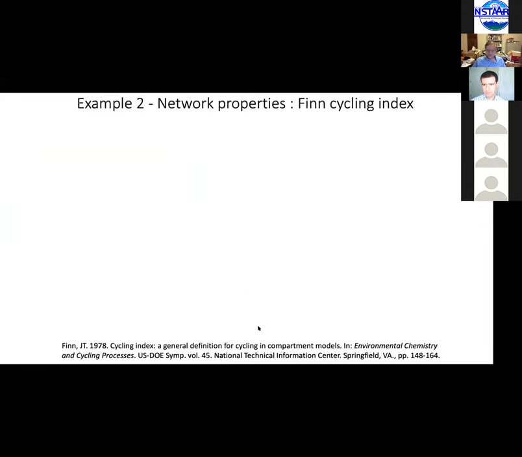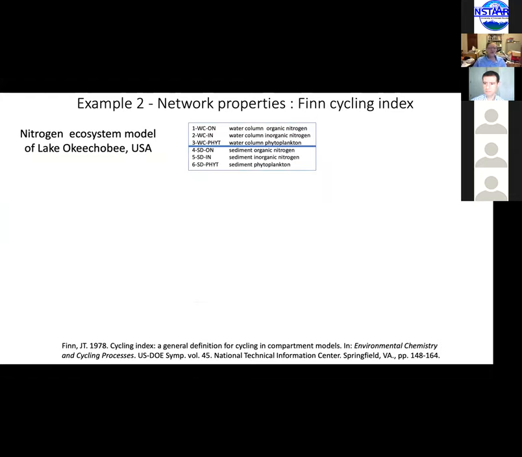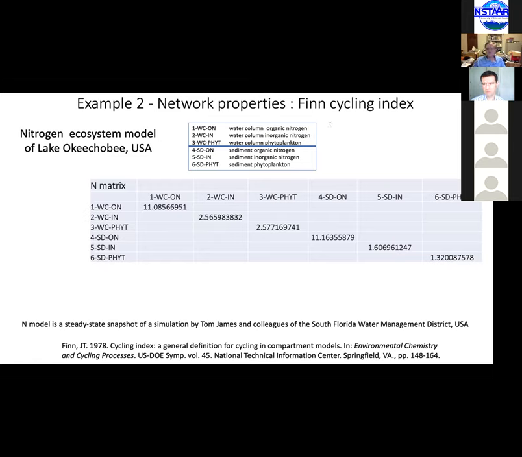Sorry, I lost my pointer again. So here's a system level measure. It's really the only one I'm going to show you. The total environ throughflow is technically one that was for the other model, but I'm going to show you another model very briefly. This is a nitrogen model of Lake Okeechobee that was developed at the South Florida Water Management District by Tom James and his colleagues. There are six compartments here, and it's not important. It's basically different forms of nitrogen and phytoplankton in the water column versus the sediment, which is an important thing for this particular system. But what's important to note here is that this is an actual N matrix that we've got for this particular model.